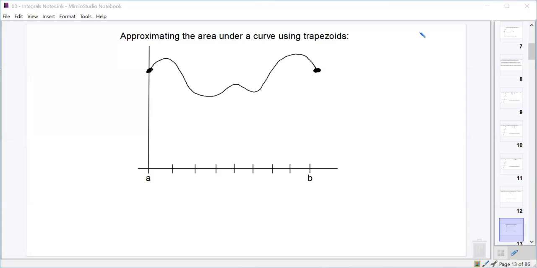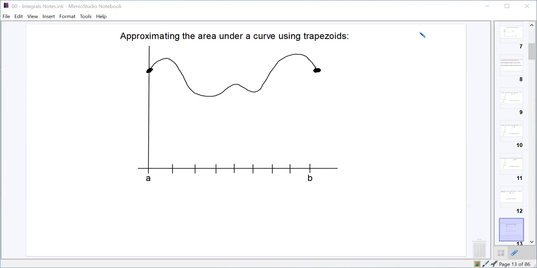Today we're going to talk about another method for approximating the area under a curve. Last time we did it using rectangles, both from the left, the right, and midpoints of the subintervals. But this time we're going to use a method that's going to be a bit more accurate. We're going to use trapezoids.